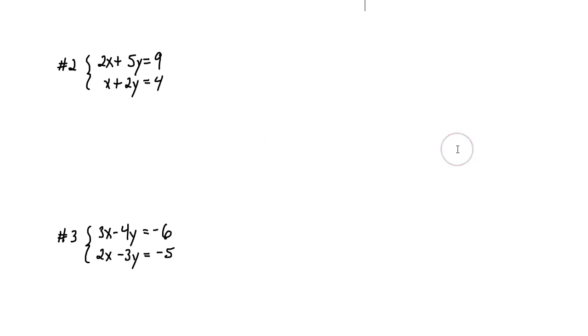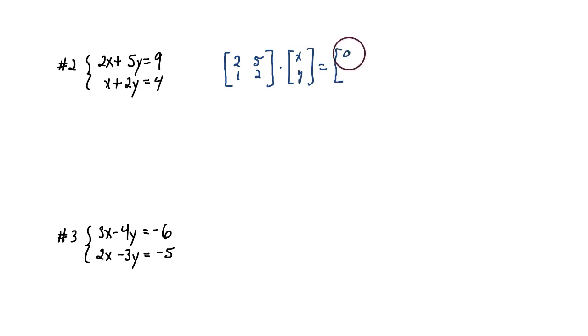Now number 2, let's do the same technique. So first we want to write this using matrices. 2, 5, 1, 2. Times the variable matrix, which contains x and y, equals the constants matrix, which contains 9 and 4.